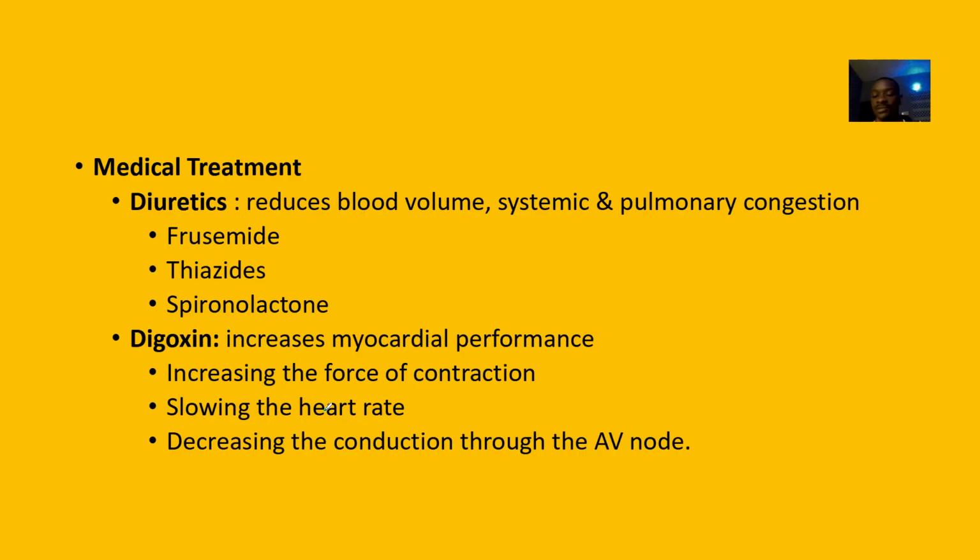So medical treatment, they can use diuretics because such a person has excess fluid volume in the body, you understand? So they use diuretics so that you can put out that fluid. So furosemide, thiazide, spironolactones, and digoxin, all of these they use if the heart is failing. So you want the heart to contract more. It will increase the force of contraction, it will slow the heart rate, and it will decrease the conduction through the AV node.